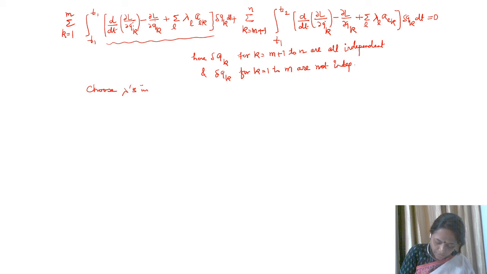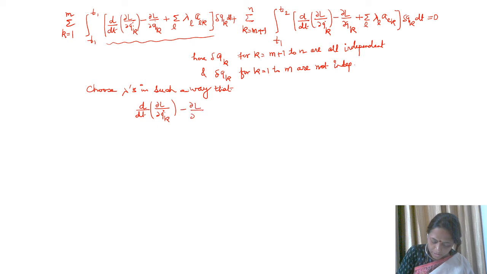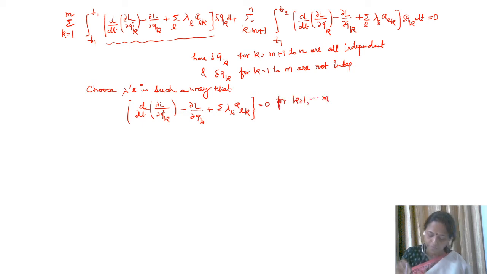Now choose lambdas in such a way that d/dt of ∂L/∂qk dot minus ∂L/∂qk plus sigma lambda_l a_lk is 0 for k equal to 1 to m.